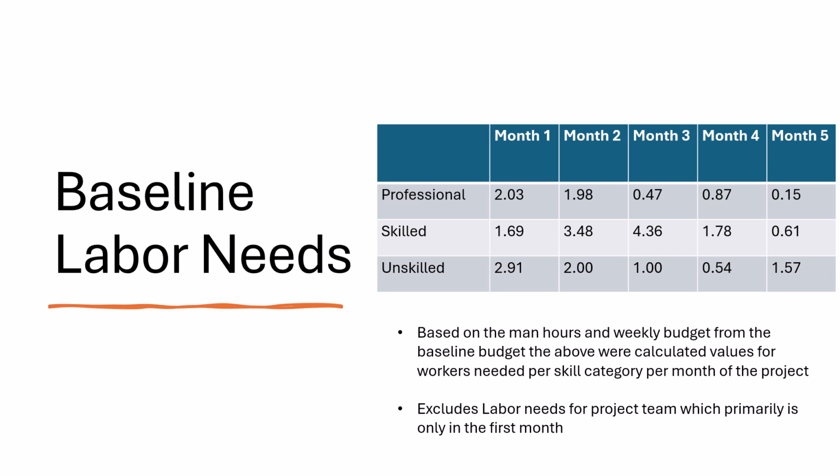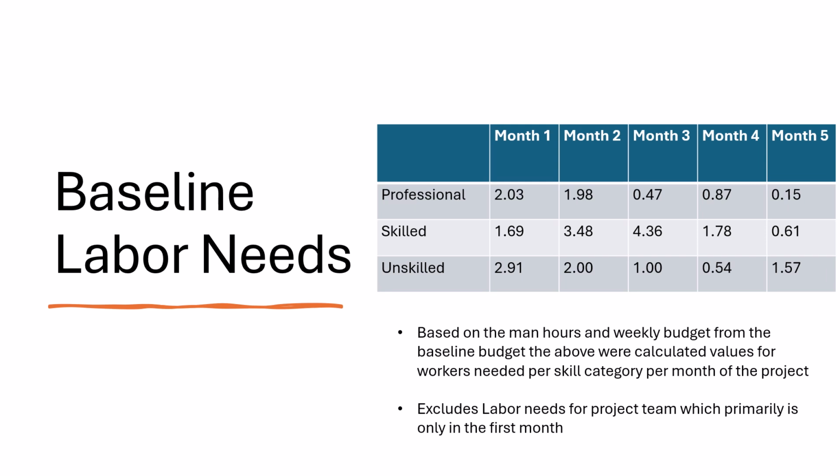Baseline budget labor needs were calculated based on the weekly labor budget. This calculation excluded the labor needs for the project team as designated in the assignment, which primarily contributed to the month 1 costs. The values you see in the table were computed by taking the total outlined labor cost per category for each month and dividing by 160 hours, as that is the traditional amount for work on a per person basis for a month.